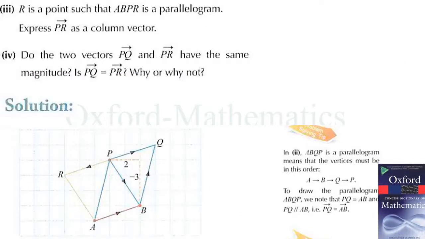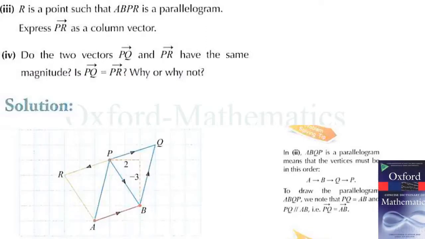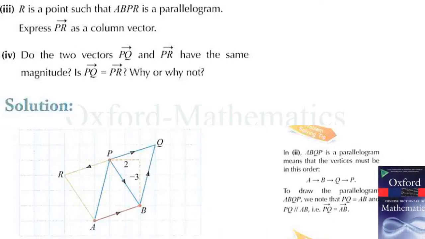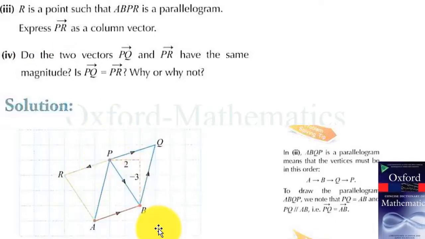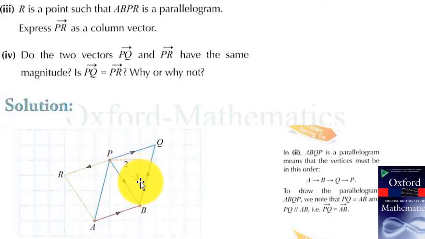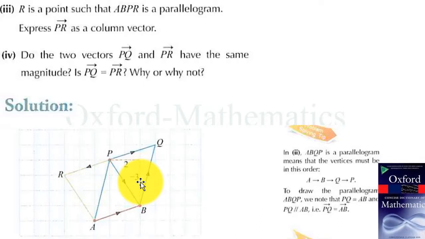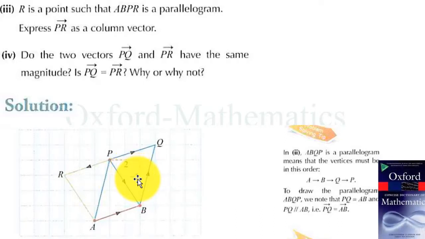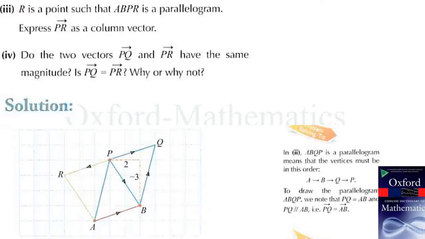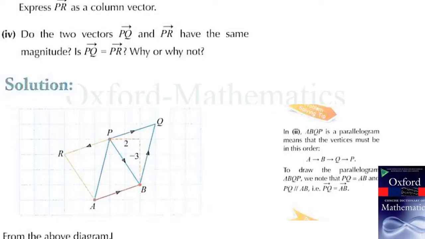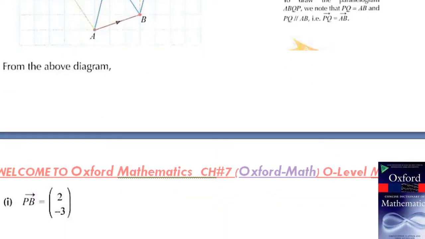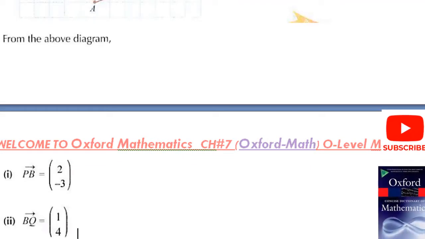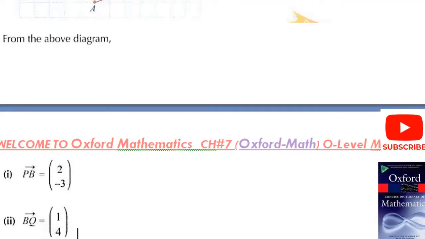Solution. Now these vectors we can draw as a parallelogram. From the figure, the vector PB has x equal to 2 and y equal to minus 3. From the above parallelogram, PB is (2, -3) and BQ is (1, 4).